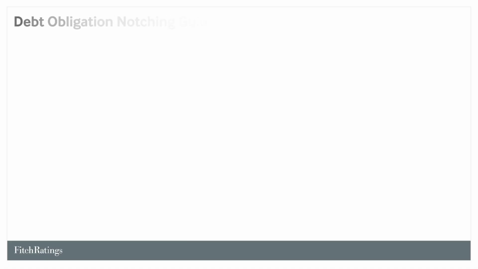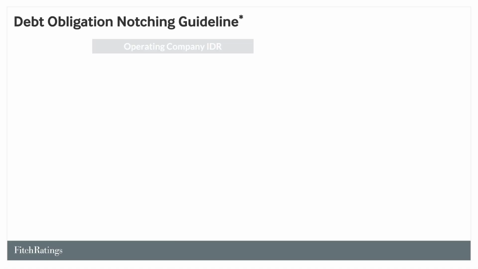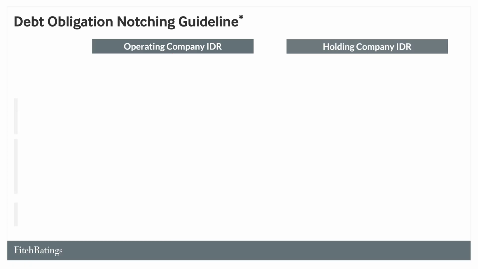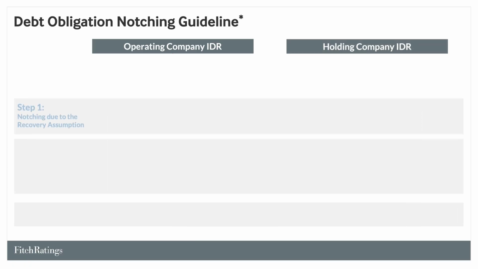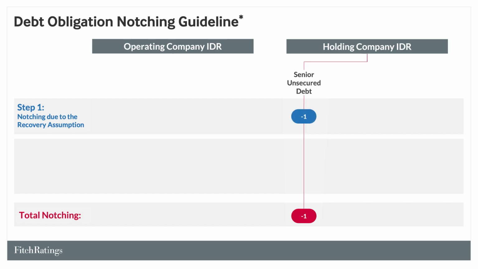The notching of debt issue ratings differs between operating companies and holding companies and follows two steps. Step 1. The notching of debt issue ratings is based on expected recoveries in the event of a default. For example, if the debt issue is categorized as senior unsecured and issued by a holding company, its rating is one notch below the issuer's IDR, while for an operating company it is aligned to the IDR.